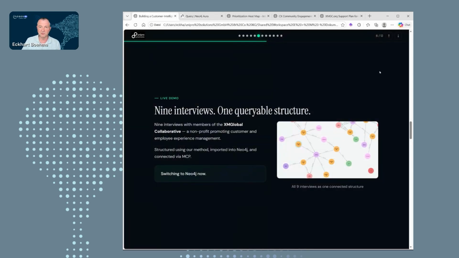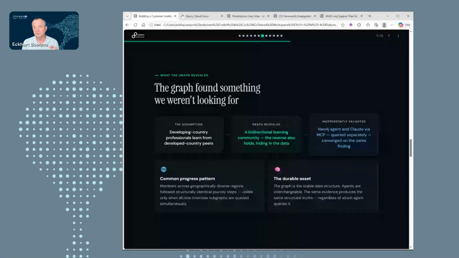I'm going to switch back to the presentation. There was really one interesting fact that we found out after we put the data into the graph and played around with agents. We discovered that people in the experience management profession, across the world, want to learn from each other. Before, we thought it was the developing countries learning from the developed countries. So people in countries where experience management is not that popular or not that professional yet want to learn from people in the US, in maybe parts of Europe. But through the analysis, we found that the opposite is true as well.